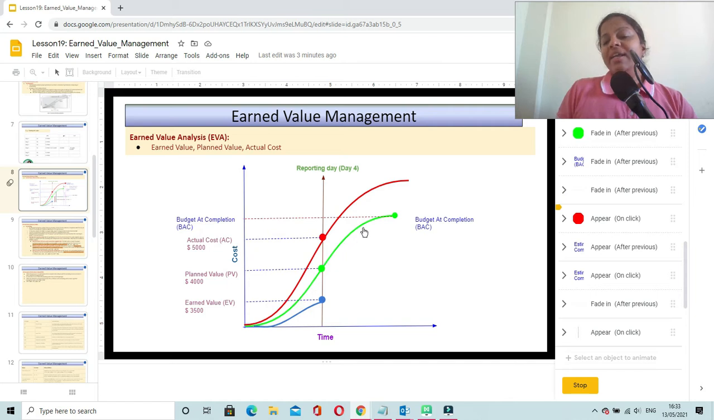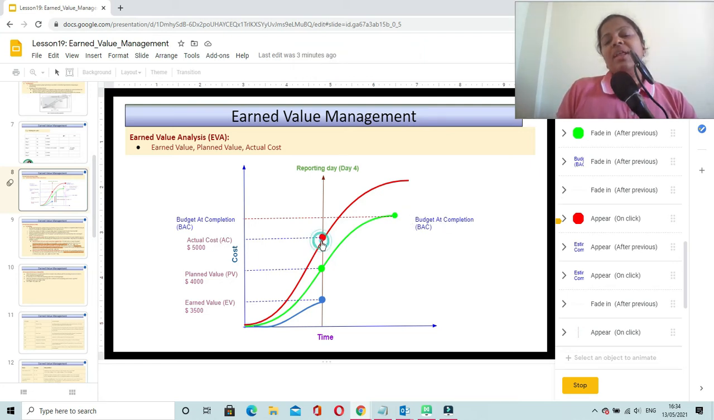If you follow the ideal curve, or if there are no deviations in your project and there are no variances and there are no risks or problems, then you are going to complete this project within the planned budget. The total budget of your project, the total planned budget of your project, is known as budget at completion.